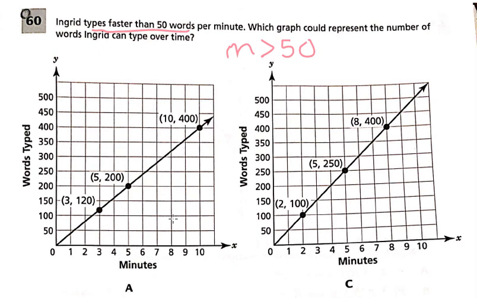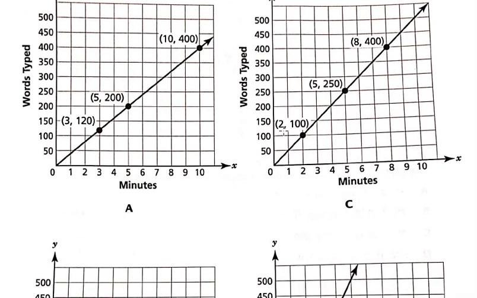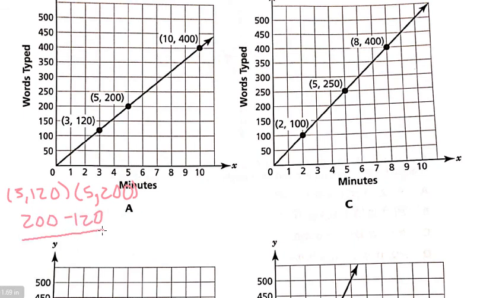So I'm going to go to my first one here, and I've got ordered pairs of 3, 120 and 5, 200. So that's going to be 200 minus 120 over 5 minus 3. So that's going to be 80 over 2. So in this one, this would only be 40. That is not fast enough. It's not answer choice A.